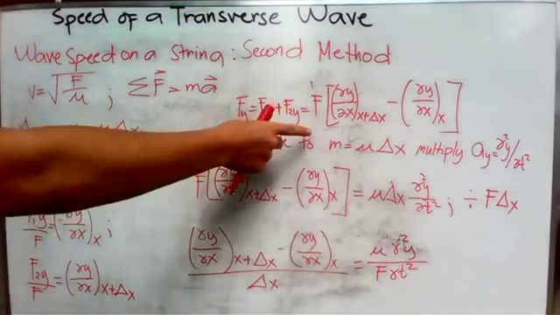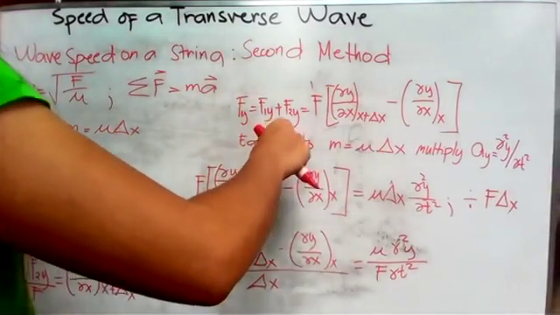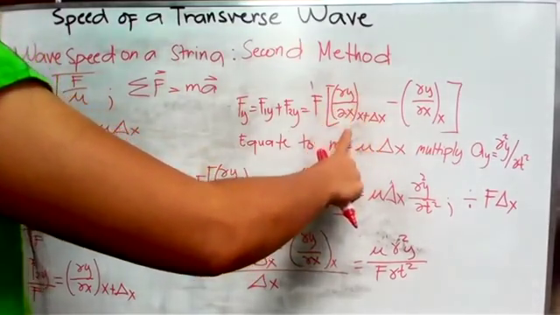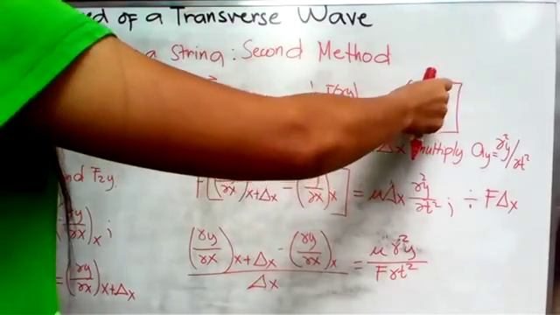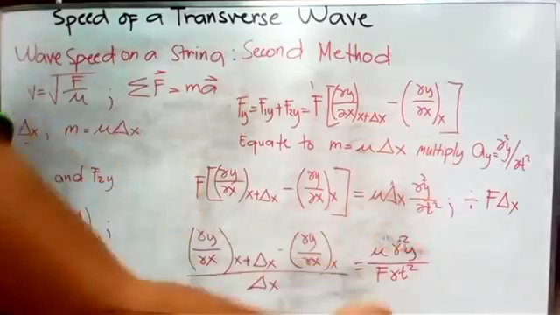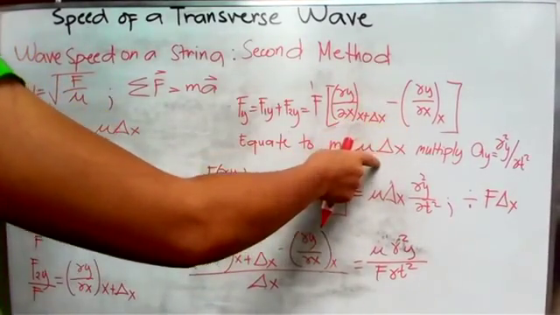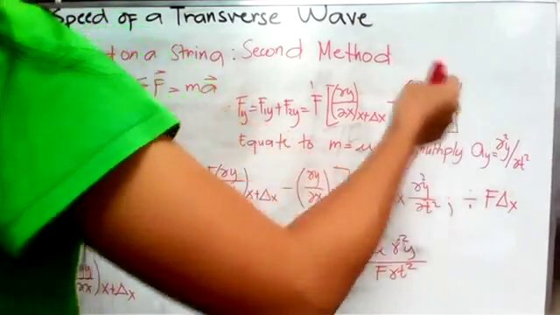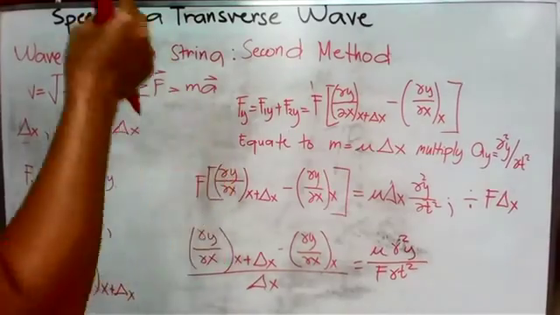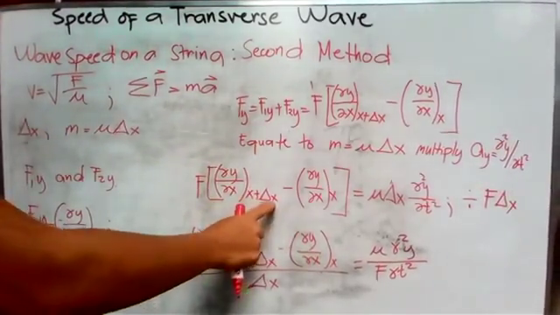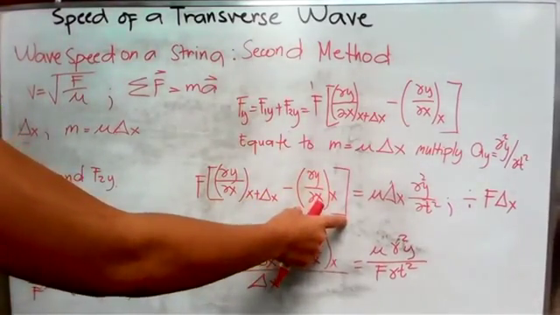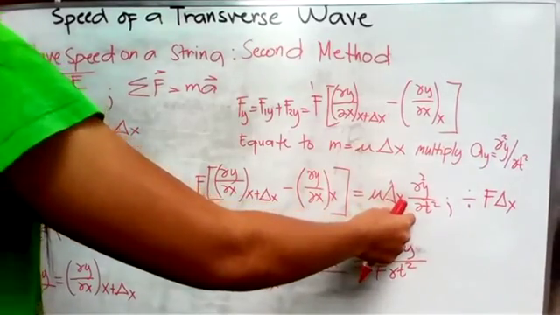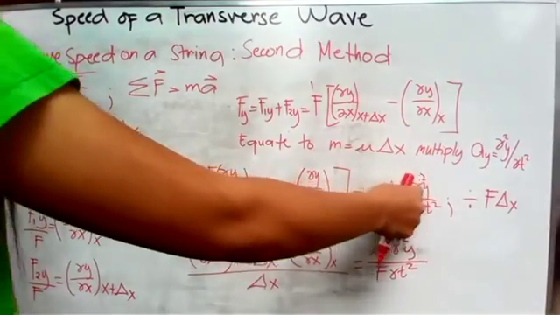We find the y component of the force, Fy, is equal to F1y plus F2y, which is equal to F times the partial derivative of y with respect to x at x plus change of x, minus the partial derivative of y with respect to x at x. Equate this to the mass, which is mu times change of x, multiplied by the acceleration along y, which is the second partial derivative of y with respect to time. So we have F times the partial derivative of y with respect to x at x plus change of x minus the partial derivative at x, which is equal to mu times change of x times the acceleration along y.